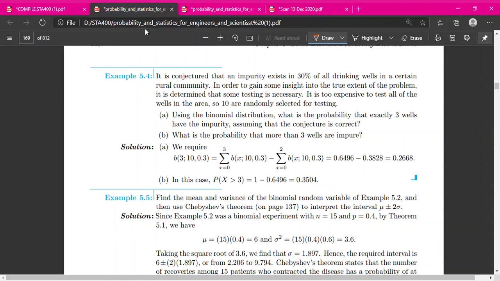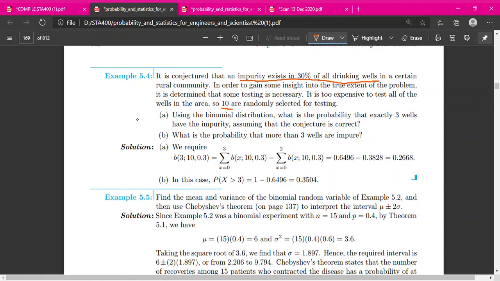Okay, ada. Okay, di sini it is conjectured that an impurity exists in 30% of all drinking wells in a certain rural community. In order to gain some insight into the true extent of the problem, it is determined that some testing is necessary. It is too expensive to test all the wells in the area, so 10 are randomly selected for testing. Okay, dia bagi kat sini 30% of all drinking wells in a certain rural community. Okay, impurity exists in 30% of all the drinking wells.